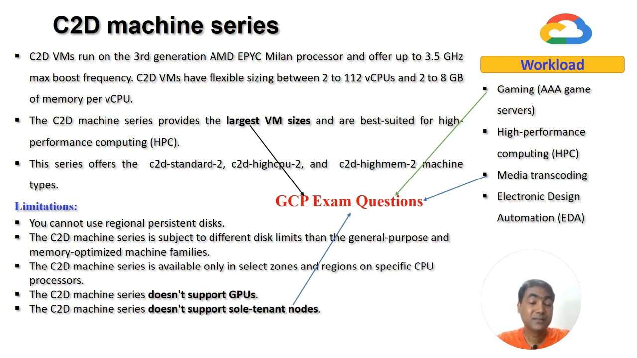As you can see here, some limitations of C2D VMs: you cannot use the regional persistent disk. The C2D machine series is subject to different disk limits than the general purpose and memory optimized machine families. The C2D machine series doesn't support GPU. It doesn't support sole tenant nodes, and the C2D machine series is available only in select zones and regions on a specific CPU processor.